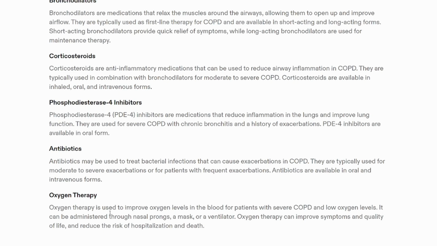Next, oxygen therapy. It helps to improve the oxygen levels in the blood for patients affected with COPD who have low oxygen levels. The oxygen may be administered through nasal prongs, a mask or a ventilator. It helps to reduce the further risk of hospitalization and death.